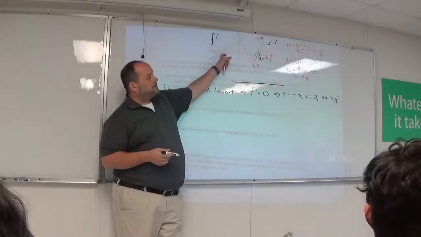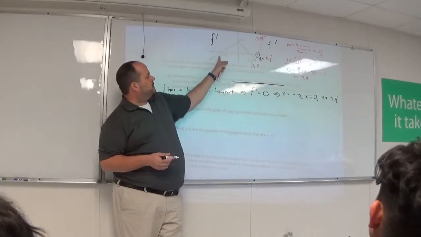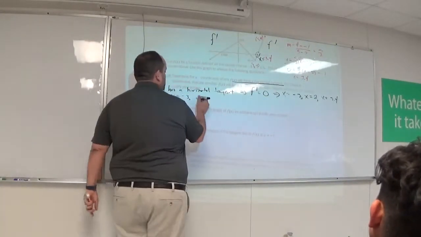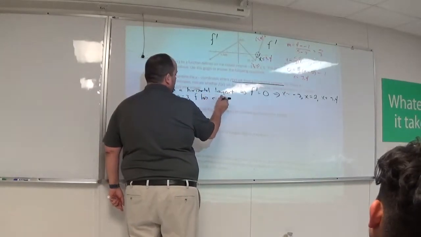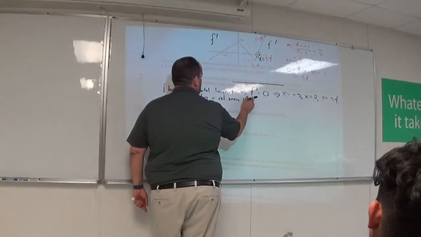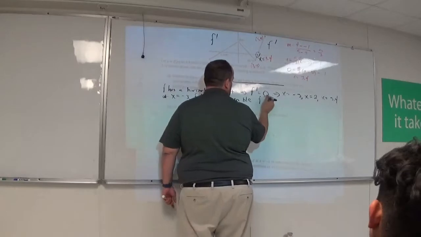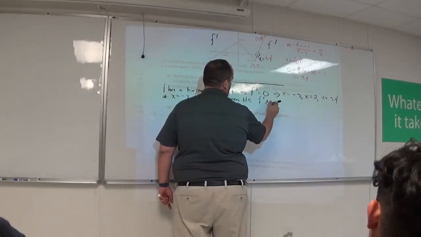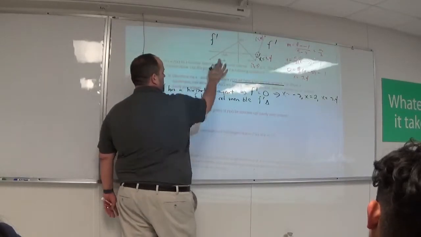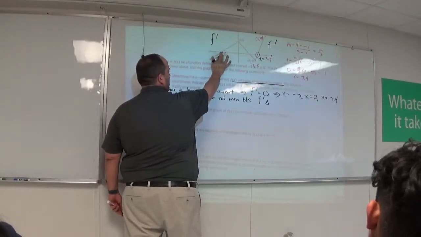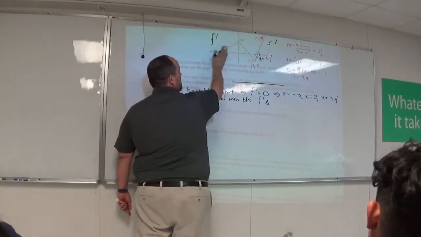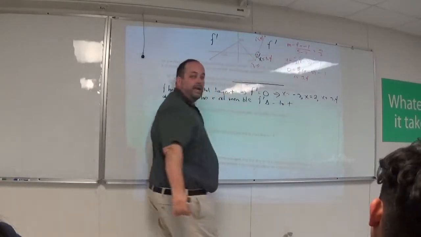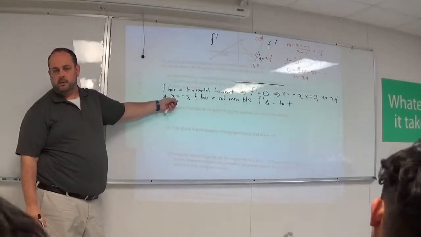Okay, eavesdropping on the conversations, I heard just about everybody knows what's happening at x equals negative 3. f has a relative min because, what's f prime doing? What's happening at negative 3? We were below, now we're above. f prime changes from negative to positive, that's why we'd say that we have a min.